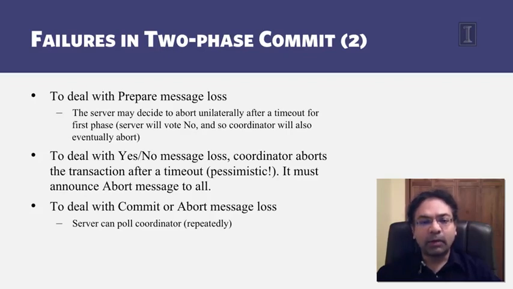Finally, the commit or abort message, the second phase message, might get lost in the network itself. And in this case, you're okay because the coordinator has already made a decision and has logged the decision on disk. So the server can poll the coordinator for its decision if it has not received one in the second phase. It can poll repeatedly until the coordinator comes back up and sends it either a commit or an abort message.